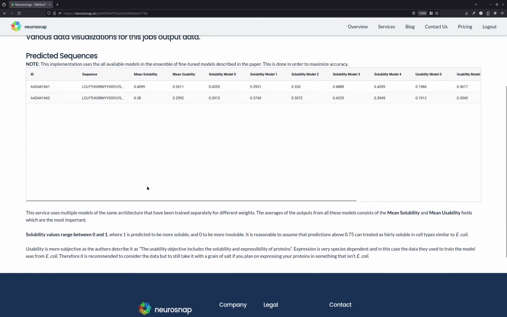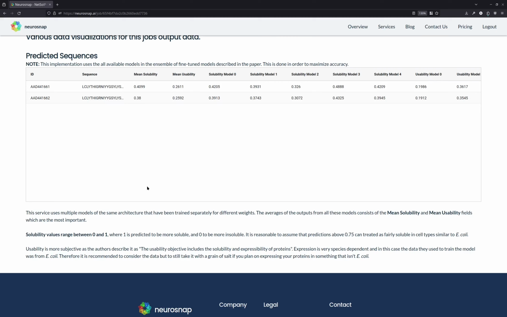Solubility is essentially a value ranging between 0 and 1 that's predicted by the model. It's a normalized value, so it doesn't actually correspond to any physical things. But generally speaking, values closer to 0 tend to mean very insoluble, at least in cell types like E. coli, whereas values closer to 1 tend to mean highly soluble. So anything above 0.75 can be treated as fairly soluble, at least in cell types like E. coli, according to this model.